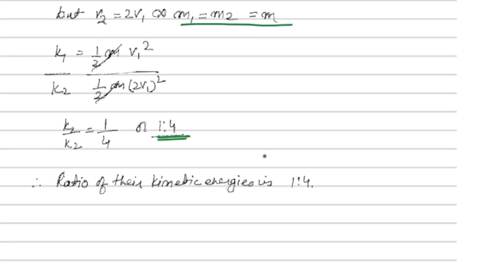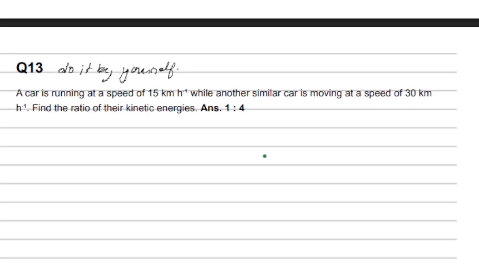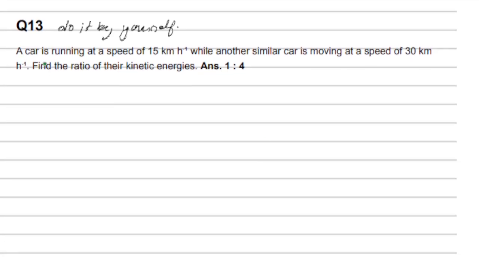Let's do the next question. This is also again a very simple question. A car is running at the speed of 15 km per hour, while another similar car is moving at the speed of 30 km per hour. Find the ratio of their kinetic energy. So what is happening to the speed? It is getting doubled. So if it is getting doubled, what is the formula?